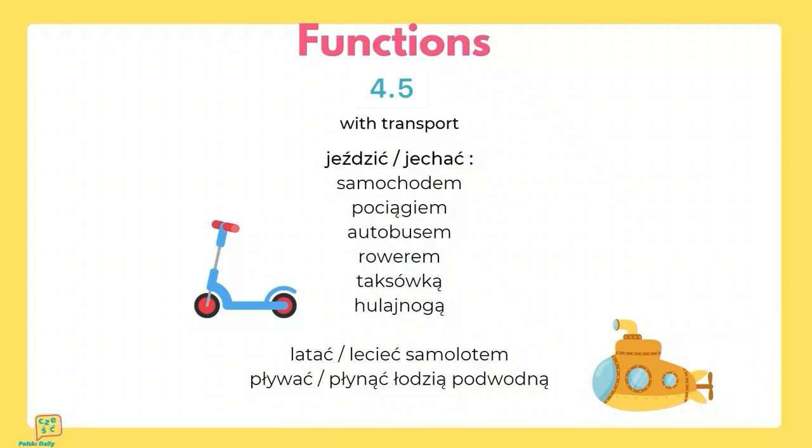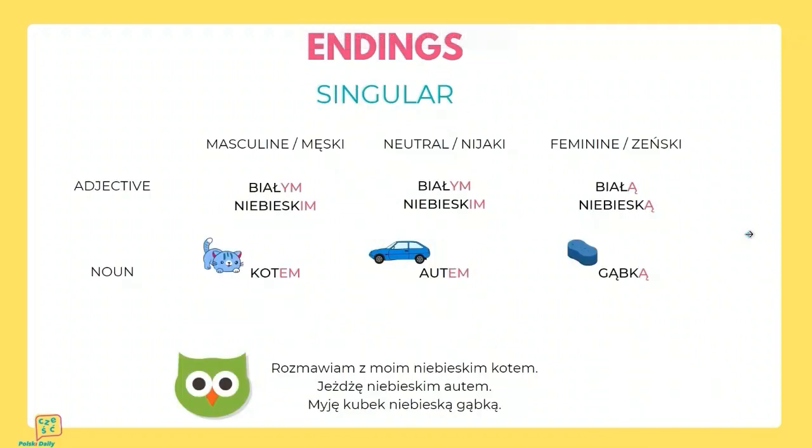By now, you may have noticed the endings. Maybe you already figured out which ending works with which gender. If not, let's have a look at the chart. Let's learn the endings. Singular, liczba pojedyncza. In singular, instrumental, we have 3 genders.